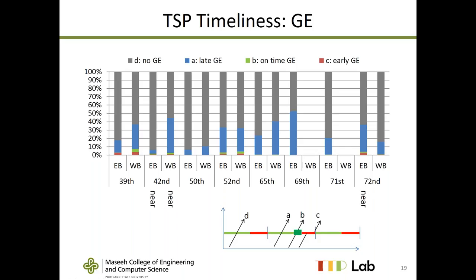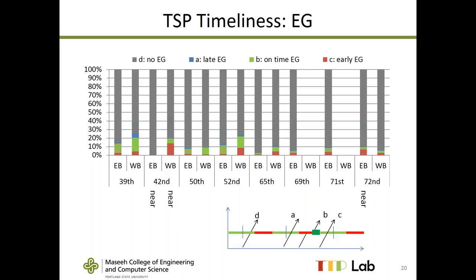So four potential cases, and we see that with green extension, on time green extension is very hard to achieve. That's the ideal. You see that in some intersections, like 39th westbound or 52nd, there is a small percentage of on time, but most of the time green extension is very hard to use. Looking at early green, again, we have four potential cases.